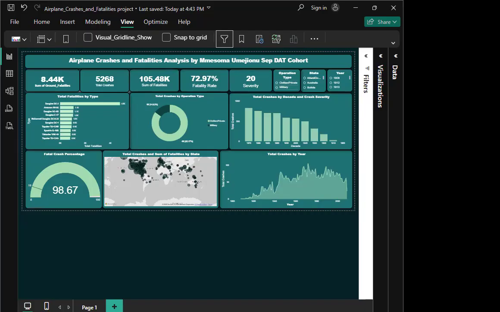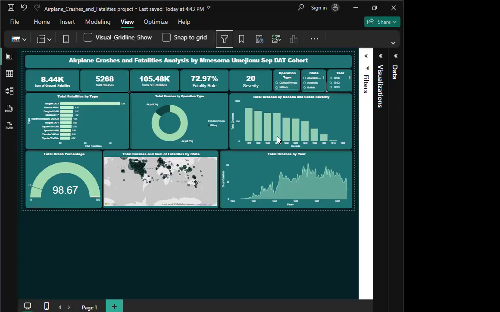Moving to the center, the donut chart shows crashes by operation. Civilian and private flights account for the majority of crashes, roughly 85%, while military operations make up about 15%. This indicates that although military aviation is risky, commercial and civilian aviation experiences far more incidents due to higher flight volume.